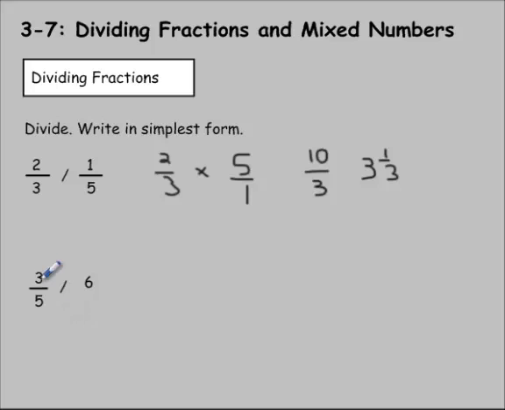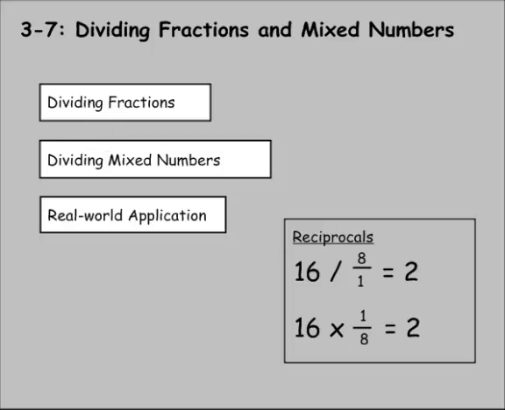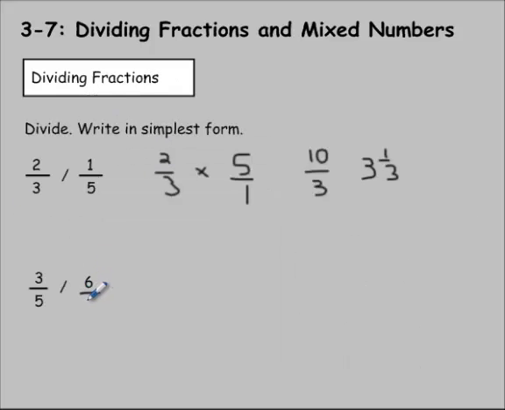Let's do this one then. 3 over 5 divided by 6. So just like this 8 over 1 is 8, we can turn 6 into 6 over 1. And then we can multiply times the reciprocal. So 3 over 5 times 1 over 6. Then we just multiply across. 3 times 1 is 3. 5 times 6 is 30. They can be both divided by 3, so that would be 1, and this would turn into 10. So our fraction here, answer, would be 1/10.